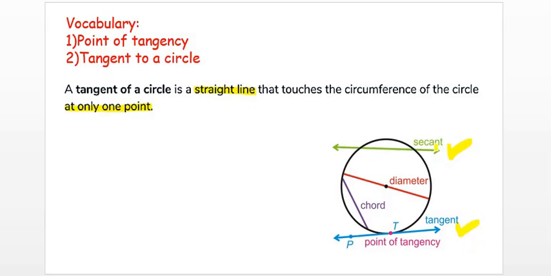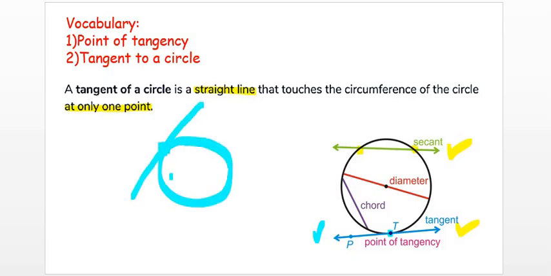If you look at the green line, it is called the secant line, and it touches the circle at 2 points, or you can say it crosses the circle. But when you look at the blue line, it touches the circle at only 1 point, or you can say it touches the circumference of the circle only at point T, and this point is called the point of tangency. So whenever you have a circle and there's a line that touches the circle at 1 point only, this point is called the point of tangency, and the line is called tangent to the circle. I think I made it very clear.